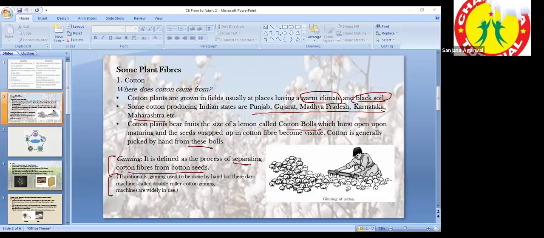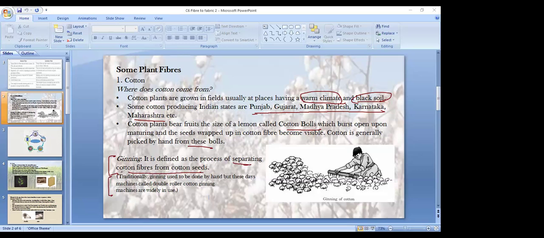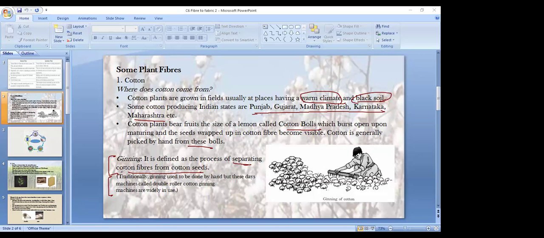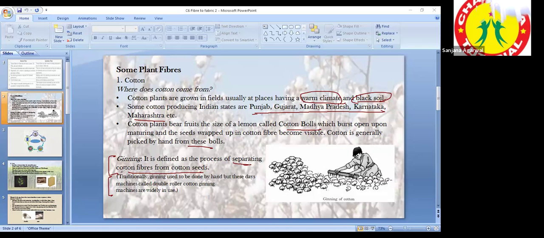Traditionally, what used to happen? Traditionally, ginning used to be done by hand, but these days, machines called double roller cotton ginning machines are widely in use. So ginning used to be done by hand in earlier times, but these days machines called double roller are used. I'll show you the video of this ginning process.